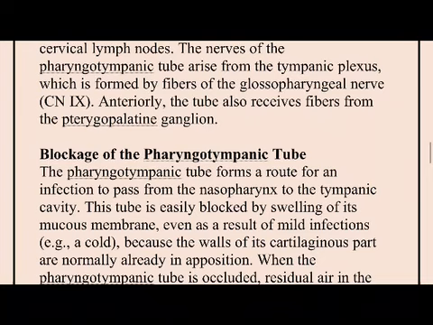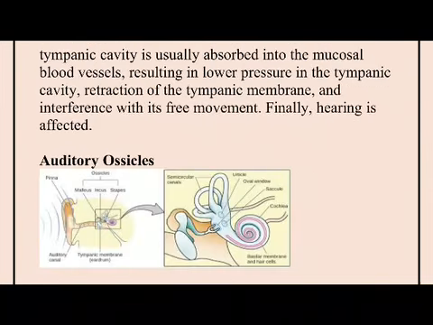When the pharyngotympanic tube is occluded, what happens? Residual air in the tympanic cavity is usually absorbed into the mucosal blood vessels, and this results in lower pressure in the tympanic cavity. Retraction of the tympanic membrane and interference with its free movement is also a problem here. The end result is that hearing is affected, so the individual could have hearing impairment.